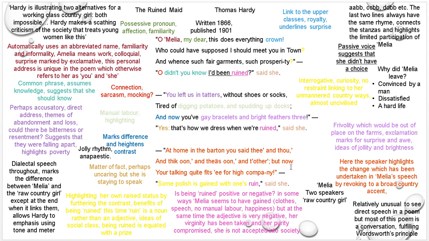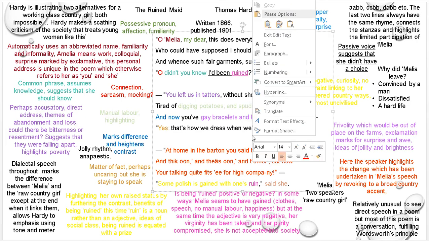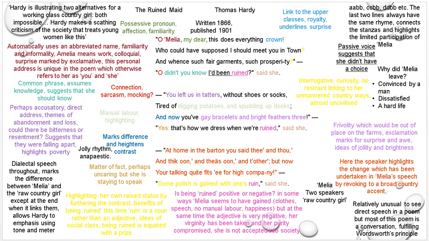The way she's talking herself is clearly not. The other thing is we've only heard her say two things. So, "Oh, didn't you know I'd been ruined?" And yes, "that's how we dress when we're ruined." Just picking up on the use of "we" there: the possibility of the royal "we", marking her self-importance, or suggesting that she is merely one of a group of courtesans.